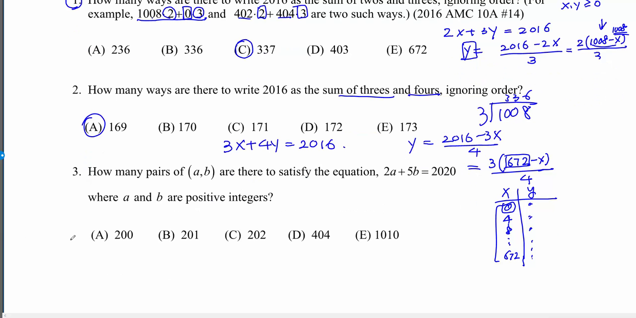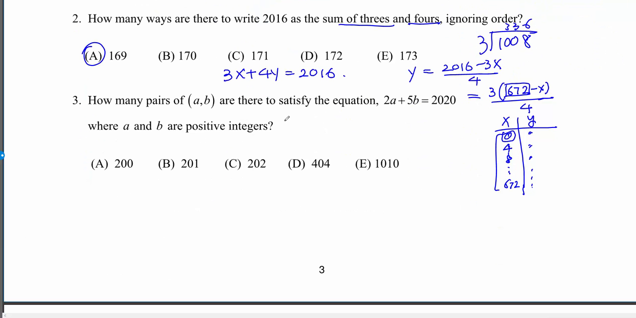Alright, just one more. I think this is 2012, but this is what? AMC 12 occasions. I forgot. Okay. So anyway, this is very similar, right? Yeah. Sometimes they give it similar. 2a plus 5b is 2020. How many? Wow, you're gonna be careful, okay? Positive integer right now, okay? It can be 0, okay? Yeah. All right.